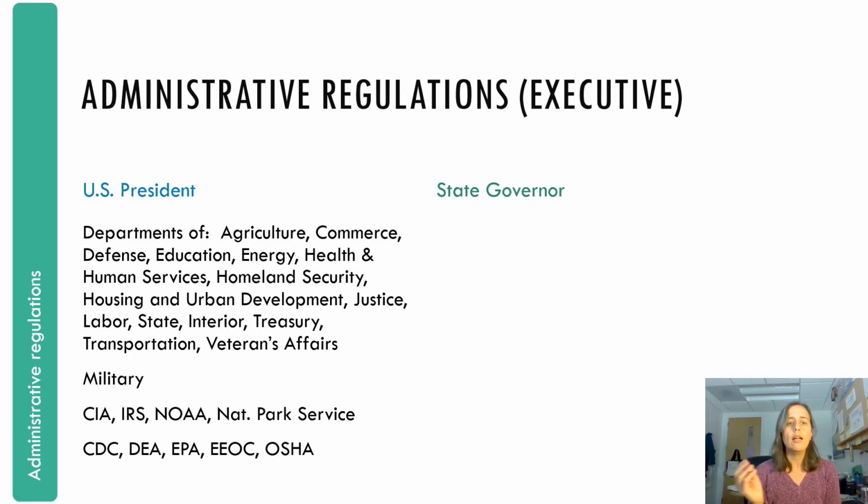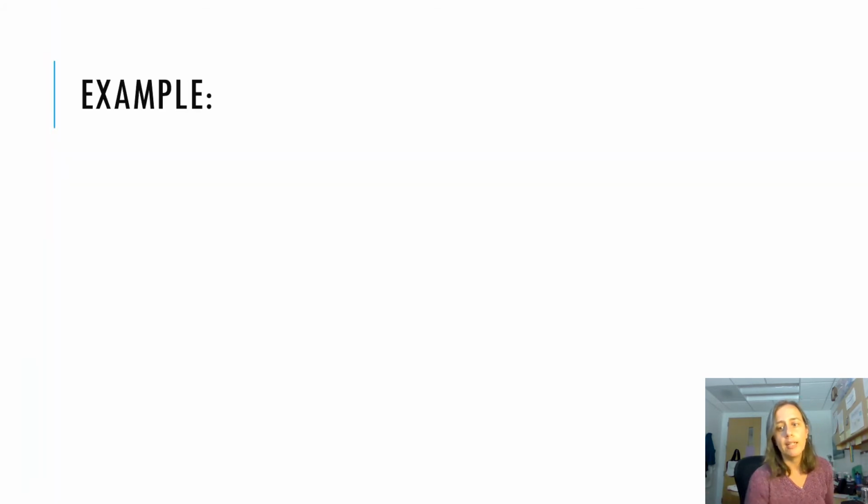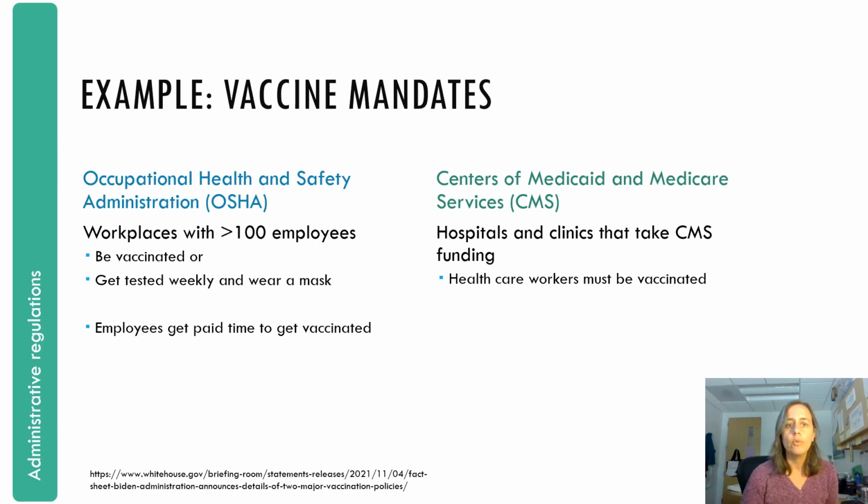At the executive level, it's rules and regulations. These different departments and organizations can have their own rules and regulations for how things go. An example of this would be the vaccine mandates. Everybody's like, oh, Biden's vaccine mandates. Yes, those actually are coming from the executive branch. Those are regulations. There are two of them currently making a lot of news, and they are separate because they are coming from different agencies within the executive branch of the federal government.